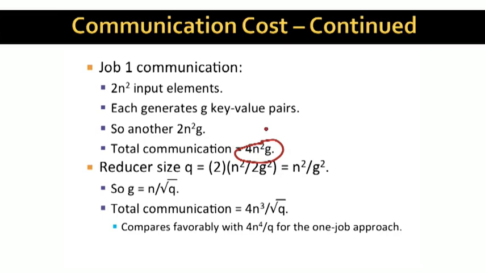Remember that for the single job method, the communication is 4n⁴/q. If q equals n², those are the same. But for q smaller than n², the two-job approach wins out. For example, if q is 2n, the minimum possible for the one-job method, then the one-job method takes communication 2n³, while using two jobs keeps the communication to 2√2 n^(5/2).